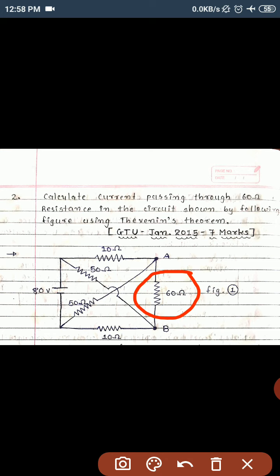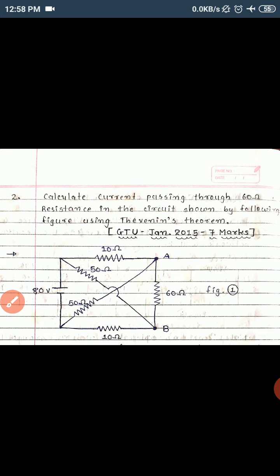So what is our first case? Our first step is to remove network B and calculate the value of ZTH. So now we discuss our step number 1.